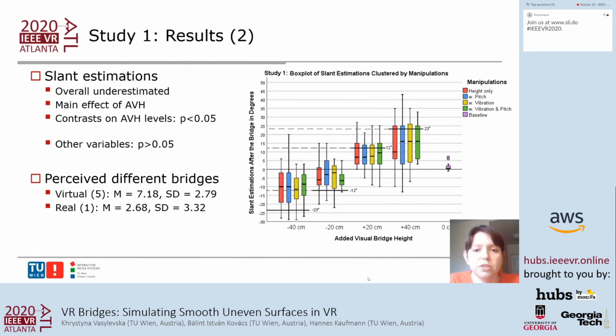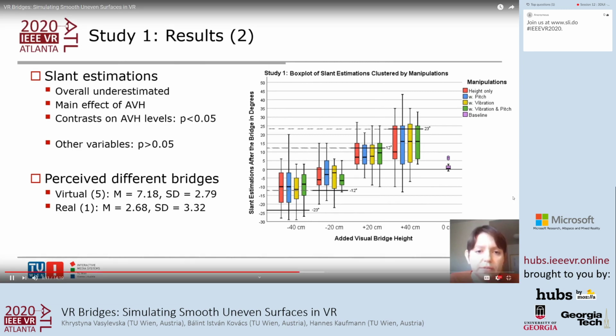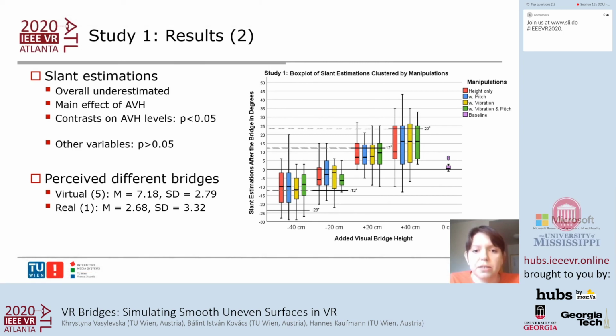For the slant estimation, we observed a similar outcome. Overall underestimation, with a main effect of the added visual height and significant contrast between the levels of it, but no systematic effect of other manipulations. An interesting improvement of both pitch and vibrotactile stimuli, as well as their combination, was observed for the cases with the plus 40 centimeters added visual height.